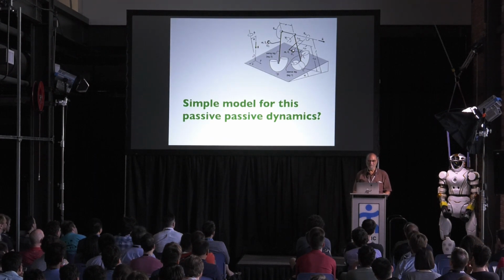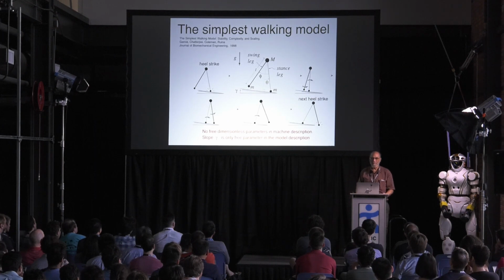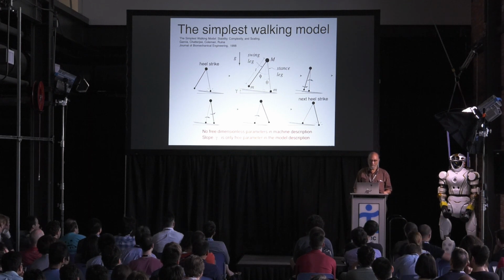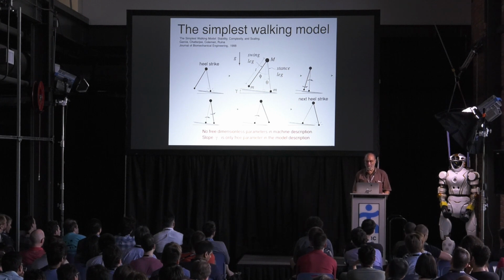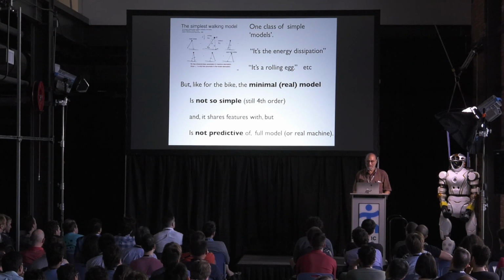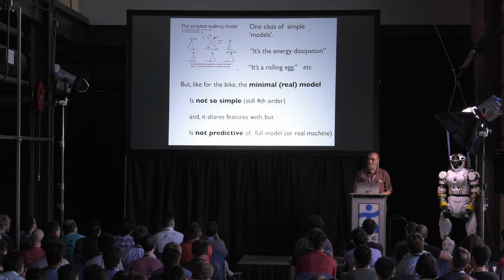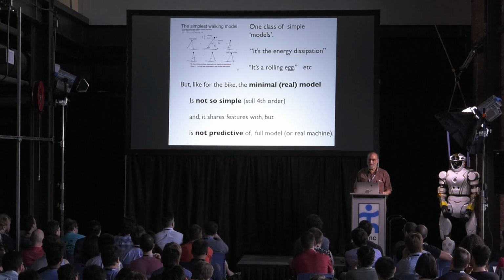You can ask the question, is there a simple model for this? No one has found such a thing. Here's a nice simple model, which you can use as a metaphor for passive dynamics, but it's not a predictive model for passive dynamics. It has some features of passive dynamic walking, but you can't predict any details about what particular physical object will be stable or not stable, or how stable or unstable it is. You can say things like, oh, it's energy dissipation, or oh, it's a rolling egg, like you can about the bicycle, oh, it's a gyroscopic effect. That kind of model is qualitative. It might have some content, but it doesn't tell you anything. Or you can make a model like the simplest walker model, and two things: it's only a metaphor, and it's not predictive.